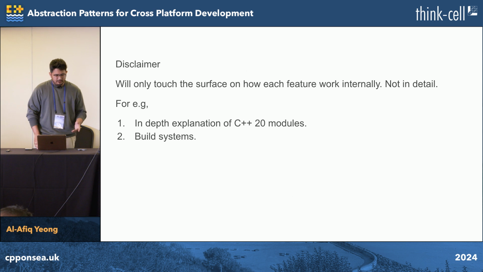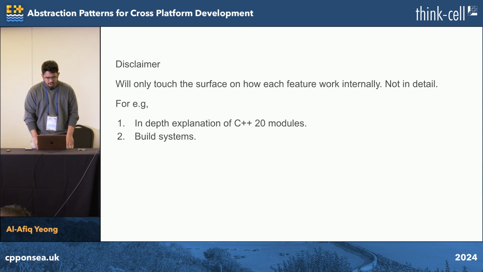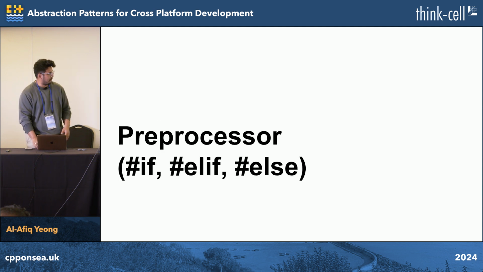A quick disclaimer, we will only touch the surface of how each feature works internally. There's not going to be a detailed discussion. So we're not going to have an in-depth explanation of C++20 modules. We're only going to use parts of the build system that we really need to help us create the abstraction pattern. So onto our first pattern, which is using preprocessor macros.